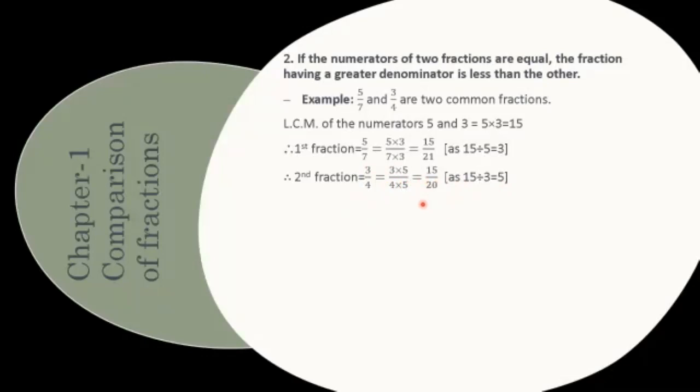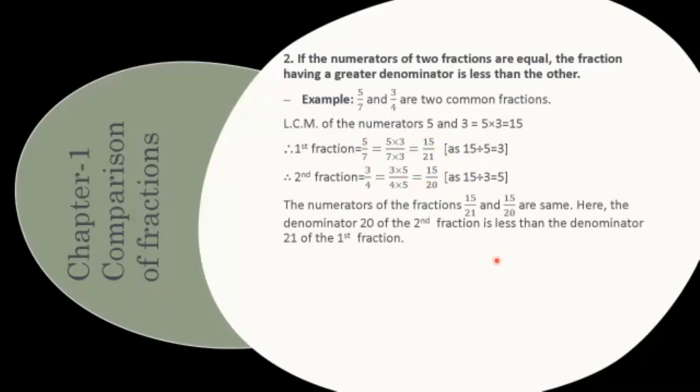Now my dear students, what can we see? You can see in both fractions, both the numerators are same. So the numerators of the fractions 15 by 21 and 15 by 20 are same. Here the denominator 20 of the second fraction is less than the denominator 21 of the first fraction. And it is saying here, if the numerators of two fractions are equal, the fraction having a greater denominator is less than the other.